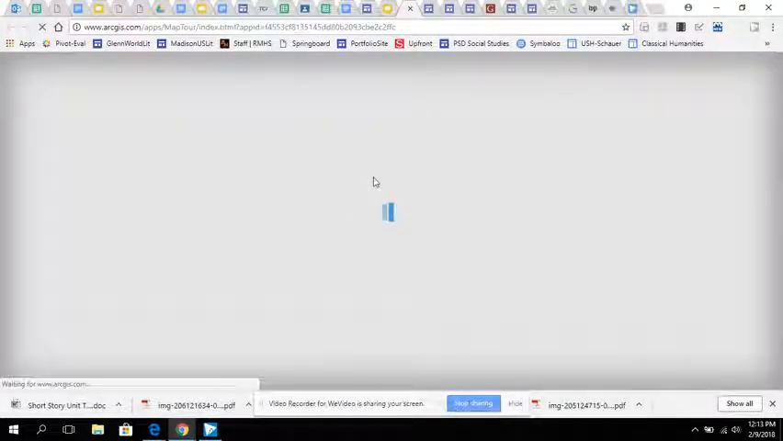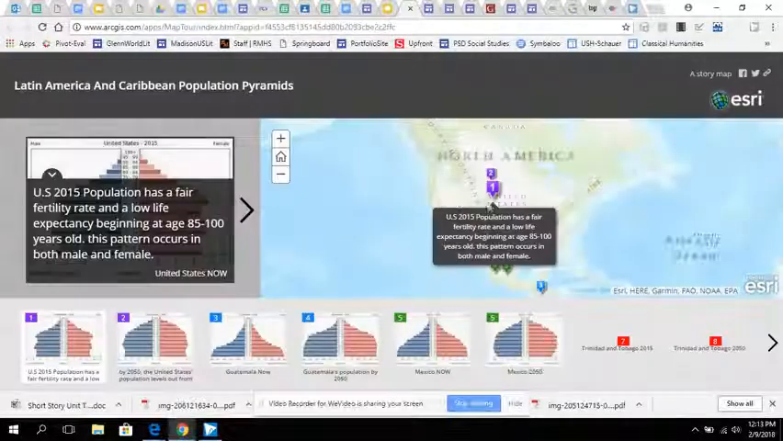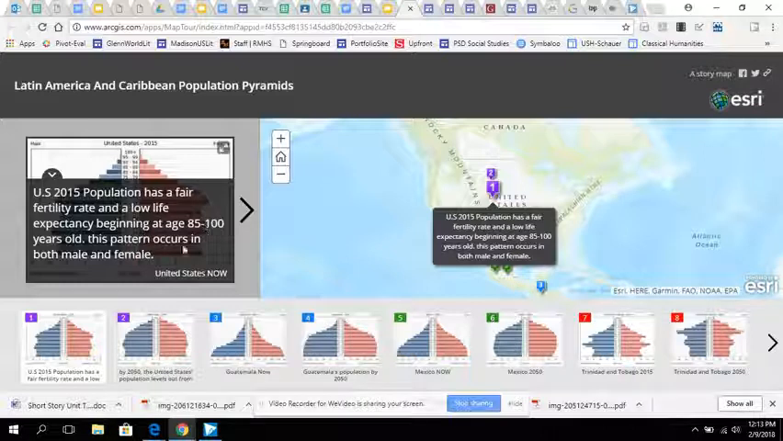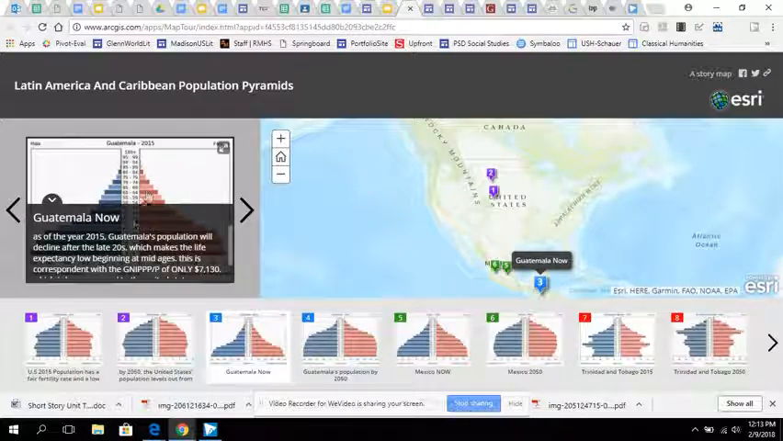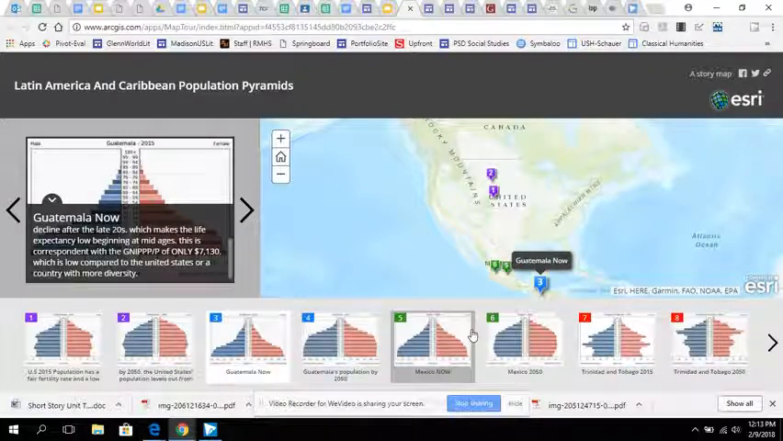And this population map, it's a story map, and it shows population pyramids specifically from places in Latin America. And here's also some United States population. So here's, for example, Guatemala in 2015. And you can click through the pictures here, and it says as of the year 2015, Guatemala's population will decline after the late 20s. So it just gives you some information.